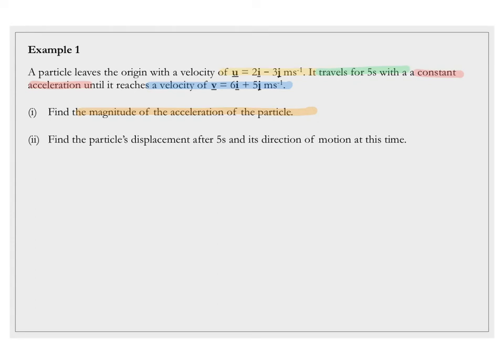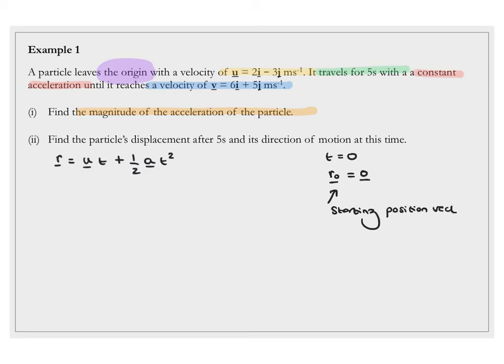Now for part 2, to find the particle's displacement after 5 seconds and its direction of motion at this time, we can use virtually any of the SUVAT equations because we have so much information provided. So I'm going to use the fact that r equals ut plus a half at squared. I don't need to adjust this at all because the particle leaves the origin at the start. So at t equals 0, r0 is equal to 0, where that's its starting position. So this particle starts at the origin. We don't need to adjust this SUVAT equation here.